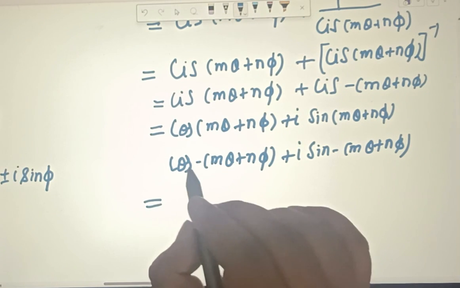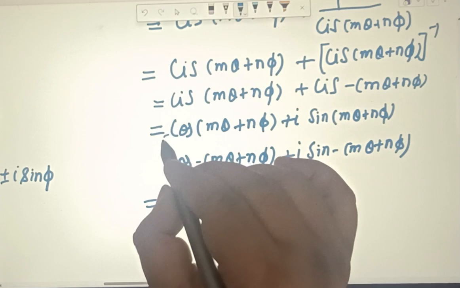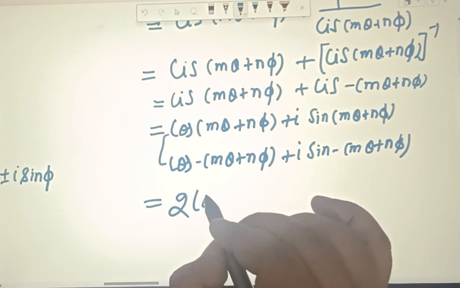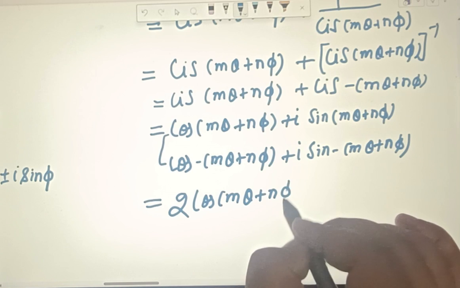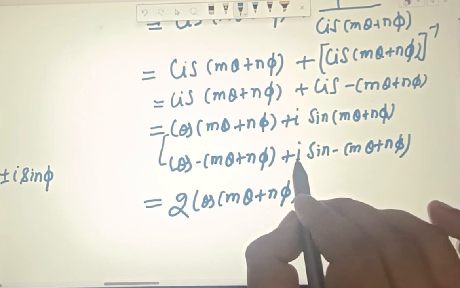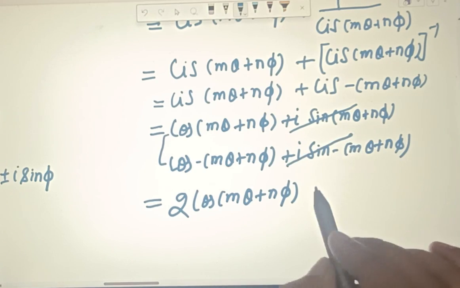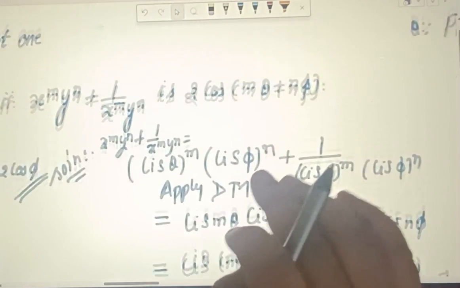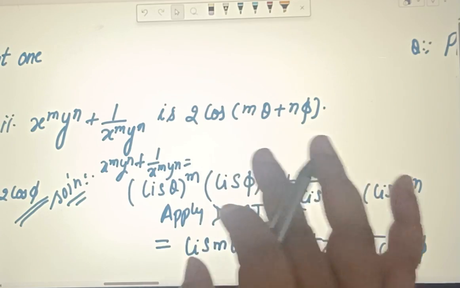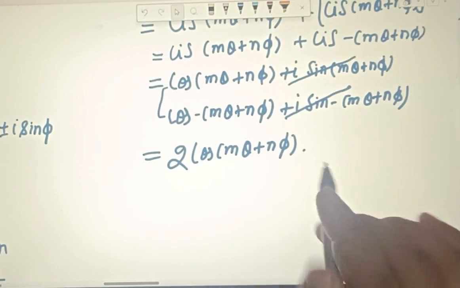So you will see cos minus theta is again cos theta, so you can say it is 2 times cos(m theta plus n phi), and sine minus theta is minus sine theta, so these terms will be cancelled out. So it is your final answer, which is proved, okay. It was to prove 2 cos(m theta plus n phi). It is one of the values, okay, hence proved.